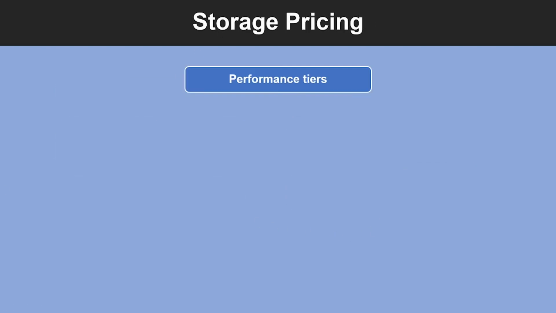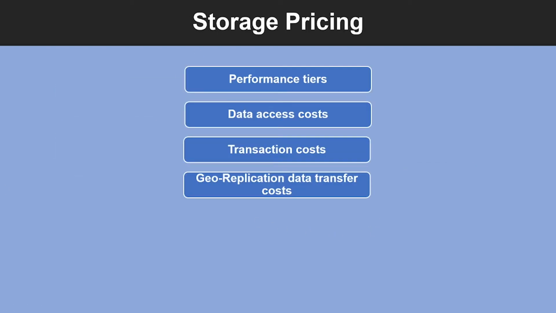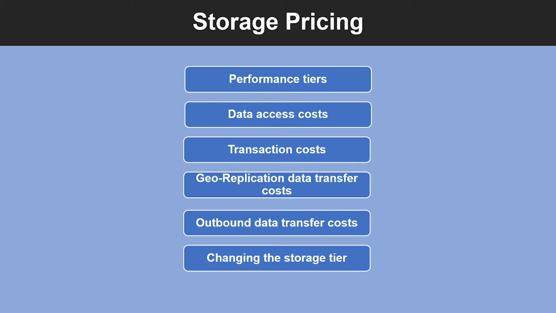So let's look into some of the storage pricing methods. All storage accounts use a pricing model for blob storage based on the tier of each blob. When using a storage account, please consider the following billing considerations. First, performance tier: the cost of storing data varies depending on the storage tier. Then data access cost: data access charges increase as the tier gets cooler. There is a per-transaction charge for all tiers that increases as the tier gets cooler.